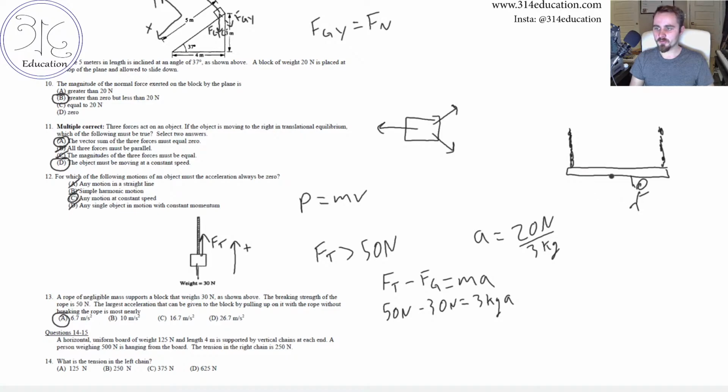So we've got a downwards weight. Let's call this FGB, the force of gravity due to the board, and then we'll call this FGP, the force of gravity due to the person. I guess we can write those next to it. This is 125 newtons, if I can write as I speak. Apparently not. And then this is 500 newtons. We are told the tension in the right chain is 250. So we want to know, what is the tension in the left chain?